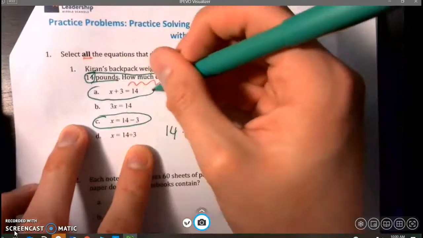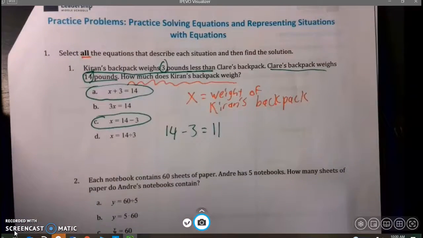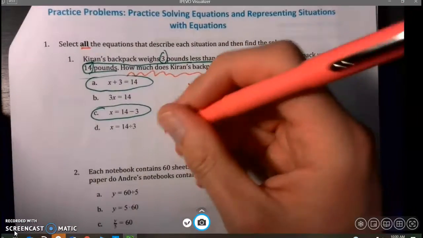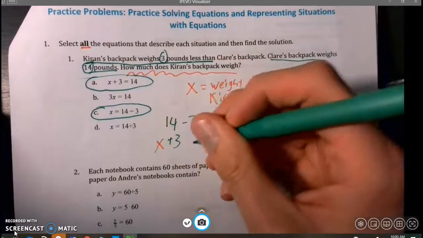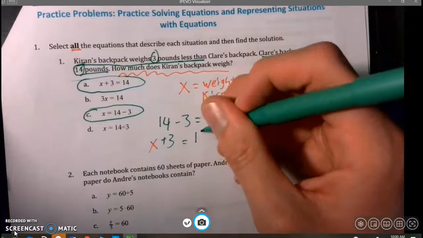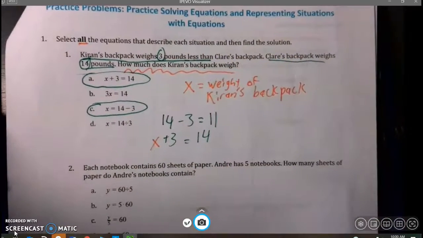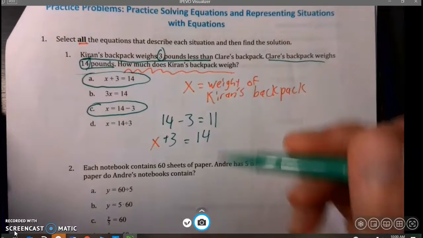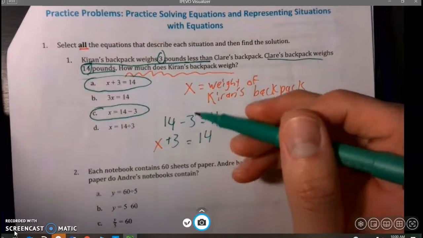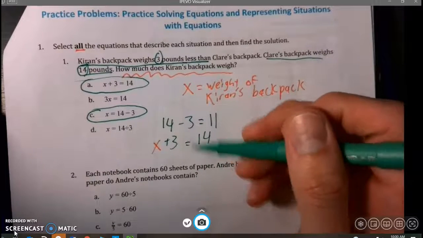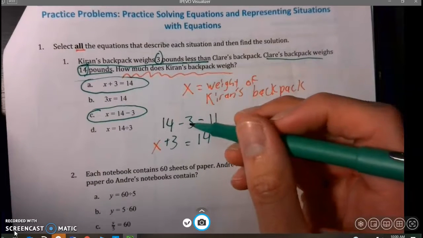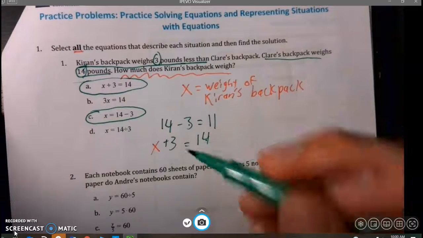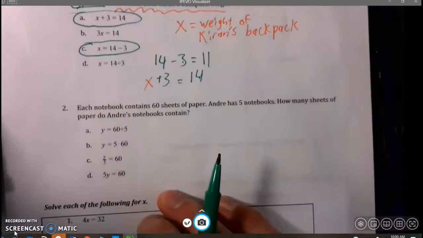So the other solution here would have been A, because if we take Karan's book bag and add 3 pounds to its weight, then we would get Claire's backpack. So once again, this inverse operation shows that both of these could have worked. We could think of it as Karan's backpack is 3 pounds less, or Claire's backpack is 3 pounds more. They mean the same thing.